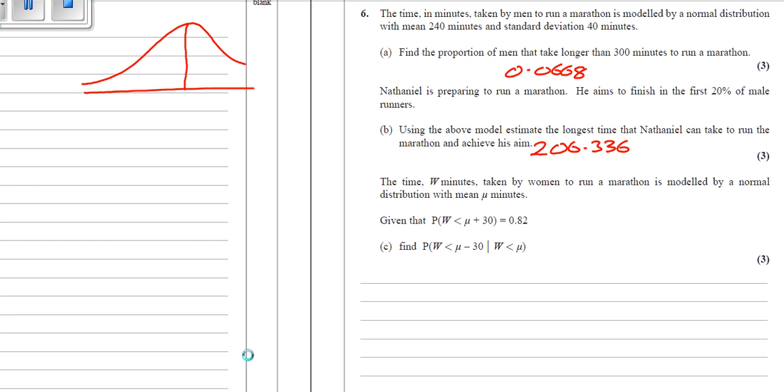Now we've got our mean here. Let's say, for argument's sake, the mean for the women is 250, and we've got a standard deviation of whatever. Now it's saying here that the probability of our mean plus 30 is 0.82. So let's say then, that's 280. That's going to be 0.82.